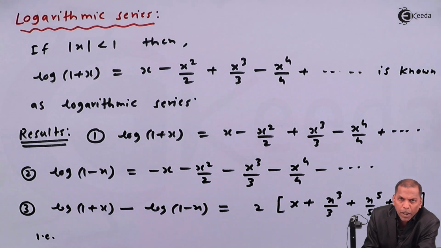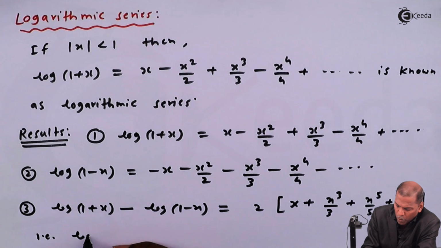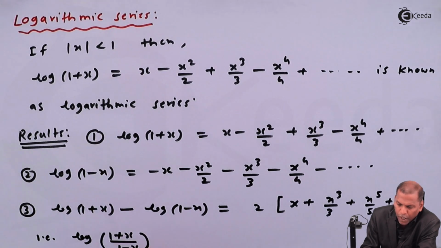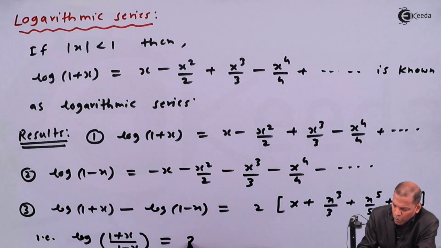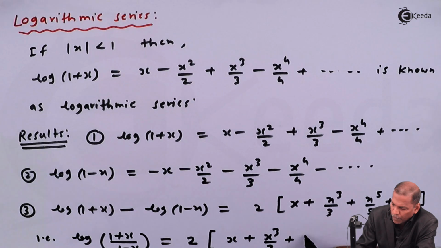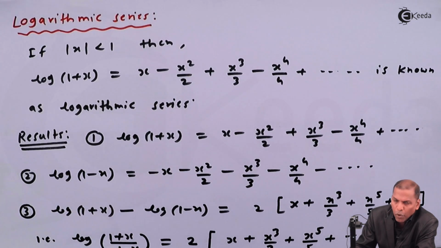That is, the same formula can be written as follows. On the LHS we apply the log rule that log A minus log B is equal to log in bracket A upon B. So here we have log in bracket 1 plus x upon 1 minus x, which is equal to 2 in bracket x plus x cube upon 3 plus x raised to 5 upon 5 plus and so on.